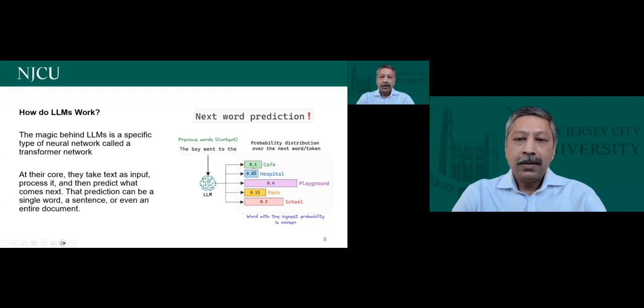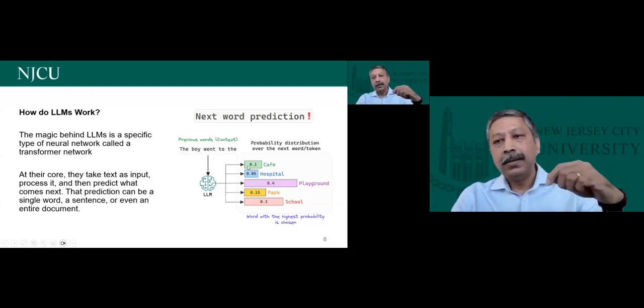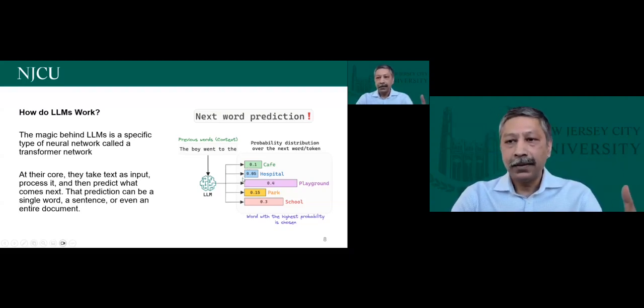Essentially, they come up with a probability for each word that could come next. So, for example, in this diagram, it shows "the boy went to" as the input. And what's the next word? There's a 0.1 chance that it could be the cafe, 0.05 chance that it could be the hospital, and 0.4 chance that it's the playground, and so on. So it essentially produces a probability for every possible word in the vocabulary, in the English vocabulary, essentially.